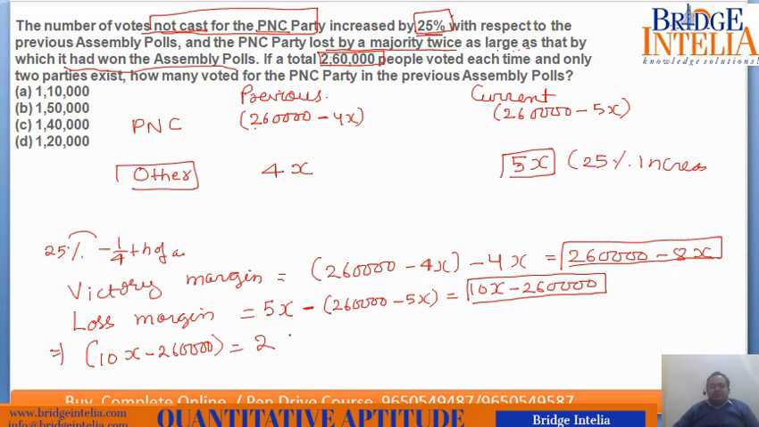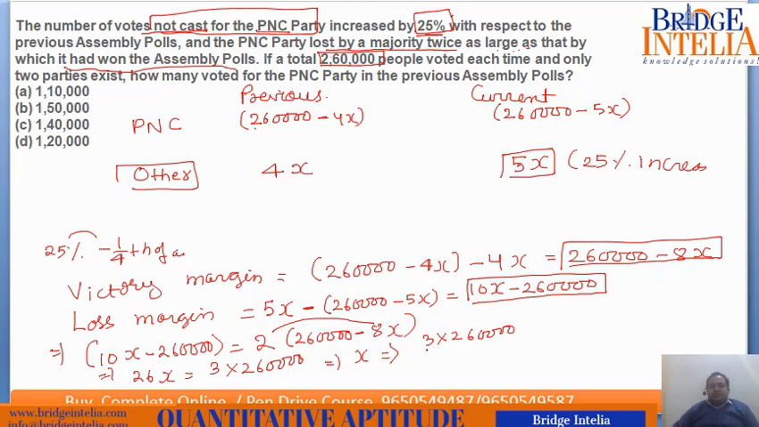So 10x minus 2,60,000 equals 2 times (2,60,000 minus 8x). If you switch sides, 2 into 8 is 16, so 26x is equal to 3 into 2,60,000. From here, x should be equal to 3 into 2,60,000 divided by 26. So x comes out to be equal to 30,000.